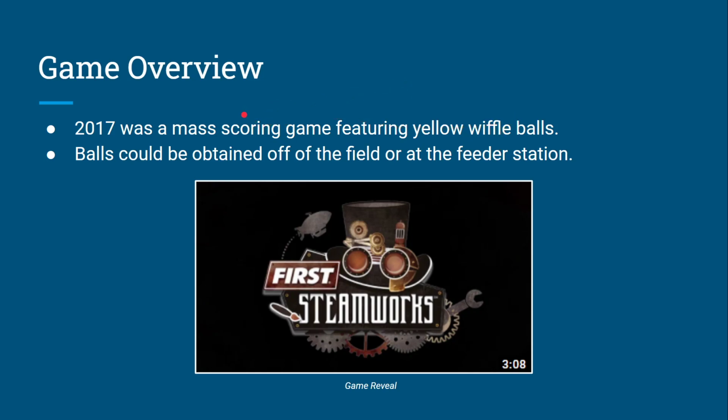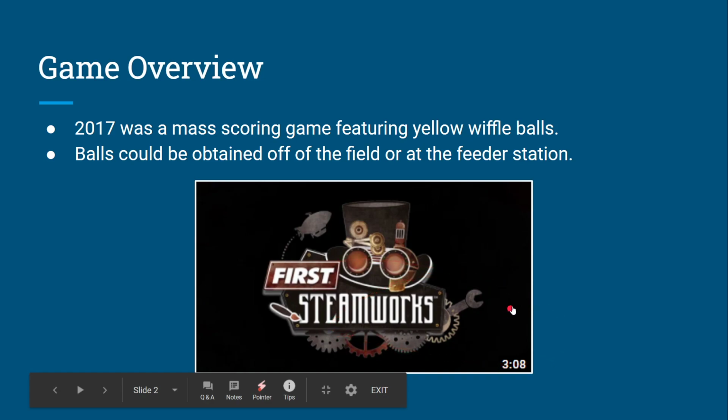But mainly, you want to be identifying your tasks. So go ahead and pause the video and watch this game reveal for the FIRST Robotics Competition 2017 game, which was called Steamworks. It had a steampunk theme, which was kind of questionable, but mainly you'll notice it's a mass scoring game. There's a lot of scoring that goes on, but balls are worth fewer points. Go ahead and watch the game reveal video for that right now.